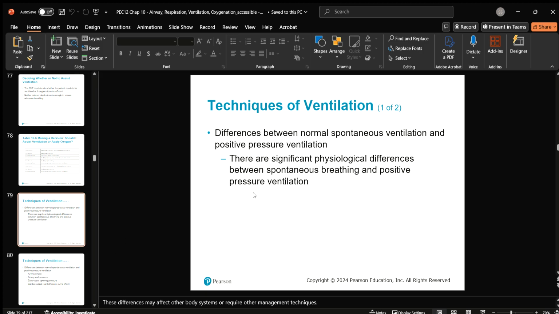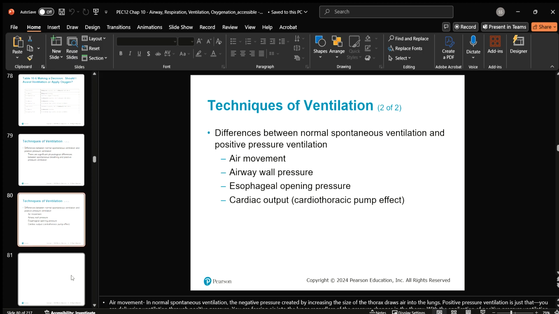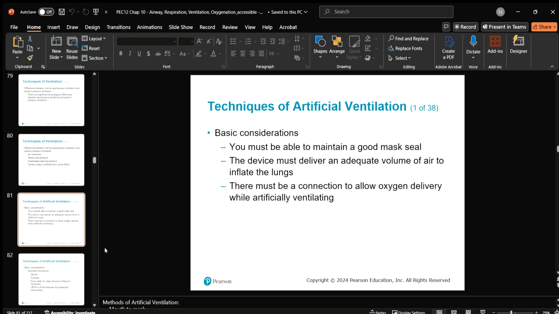Okay, so there's a significant physiological difference between spontaneous breathing and positive pressure ventilation. So spontaneous breathing is what we are doing right now. Okay, we are in control of it, versus positive pressure where we are breathing for them. So some of those differences are going to be the thoracic pressure, the pressure that is built up in the chest, especially if we need a CPAP. And we're going to talk about that in a little bit when we get there.